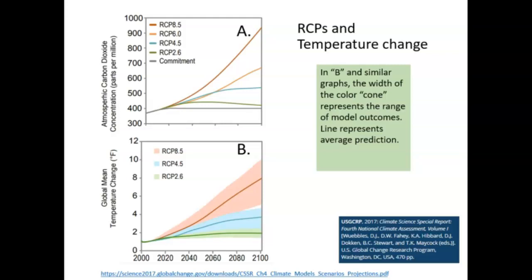Note that temperature is measured in Fahrenheit. Sometimes we get graphs from scientists that are in Fahrenheit, sometimes they're in Celsius. The other thing to notice about graph B is that areas of the graph are colored.